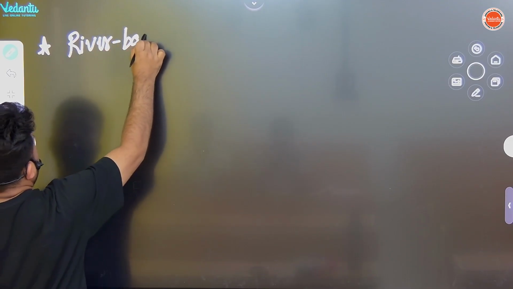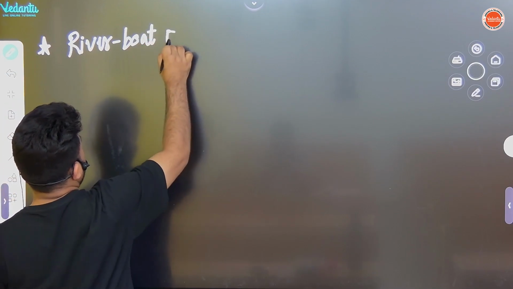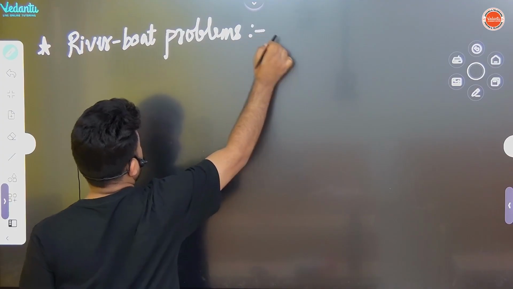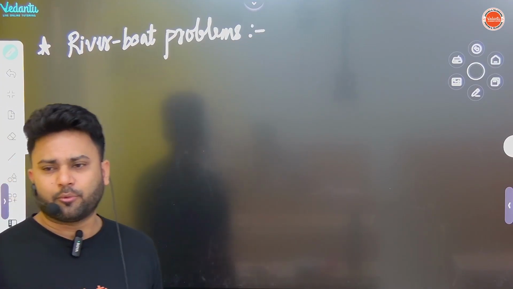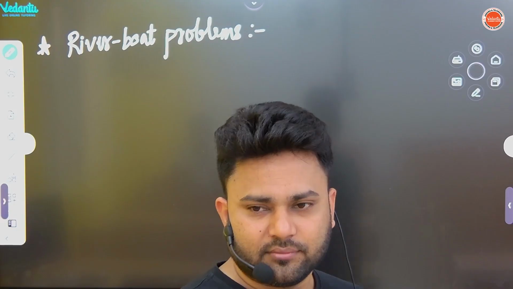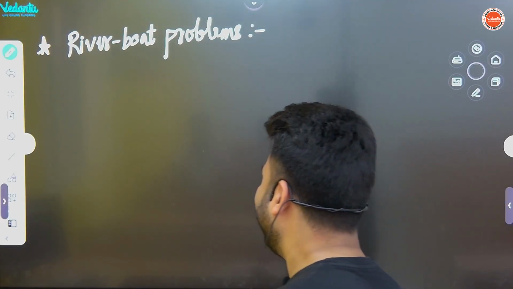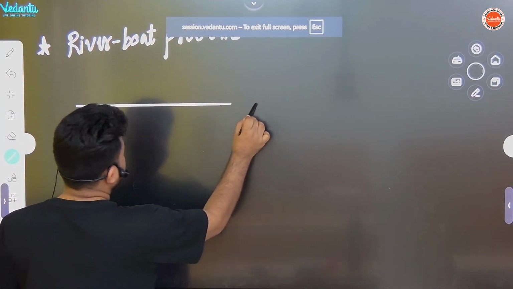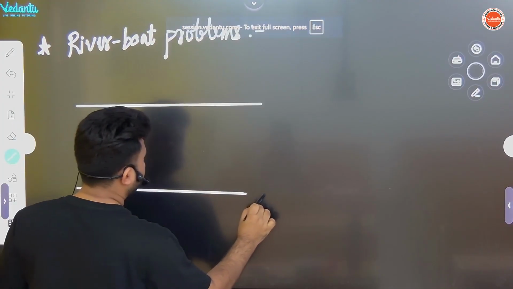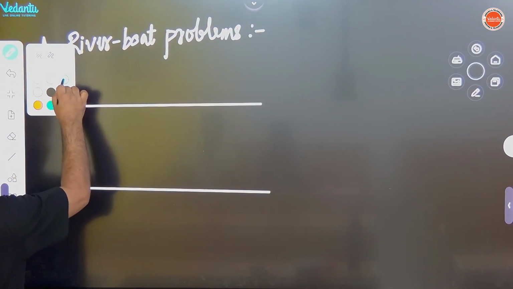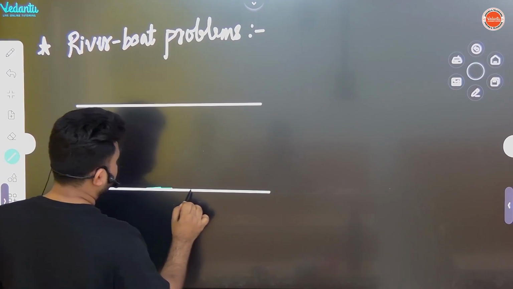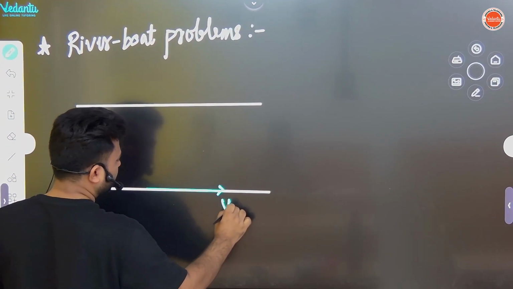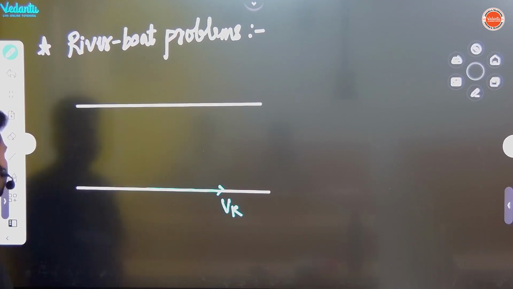River boat problems. River boat. You remember river boat? Not studied? So suppose there is a river. It is flowing like this. Suppose the velocity of the river is in this direction. This is the velocity of the river in this direction. There is a person here.